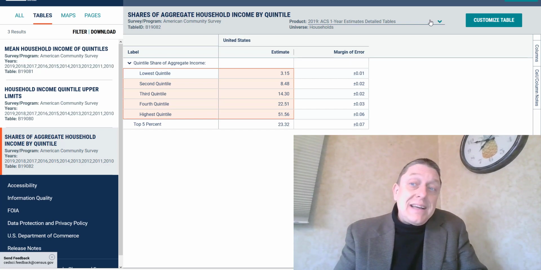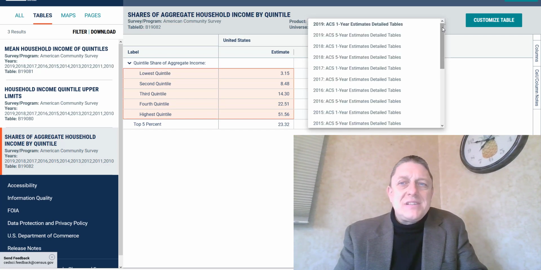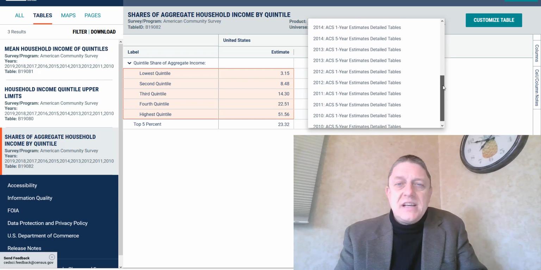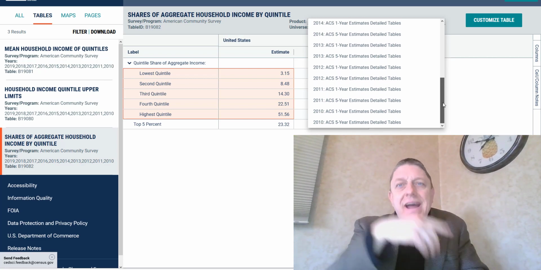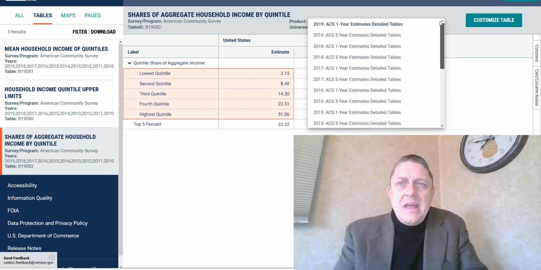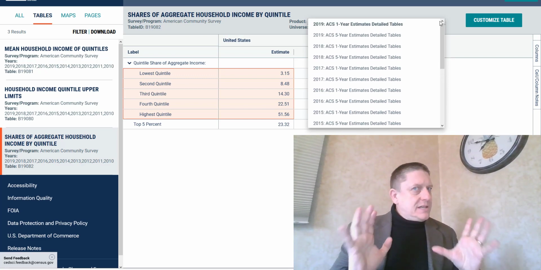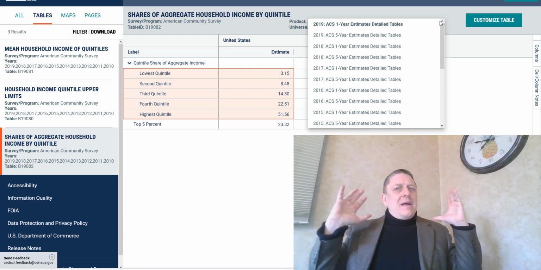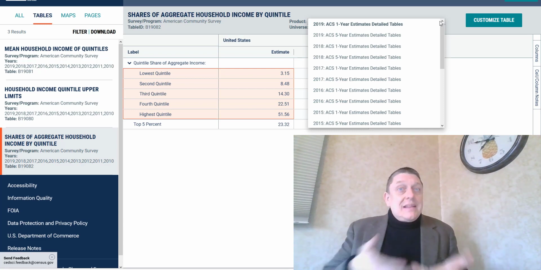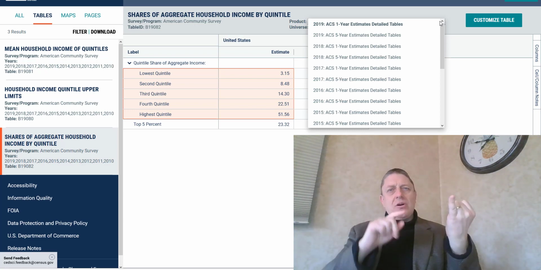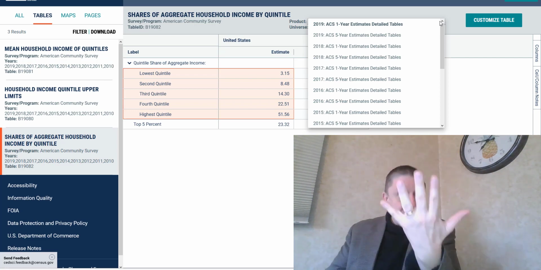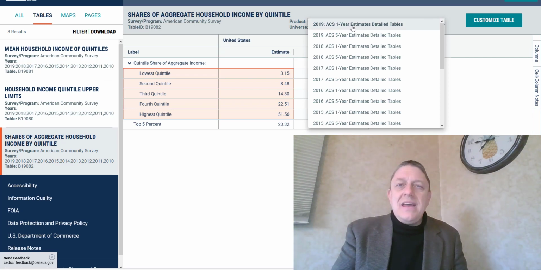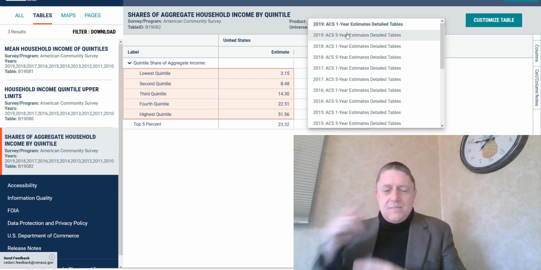Now, when I click this little green arrow to the right, I should be able to see that there are a number of different years I can go to, all the way back to 2010. And you'll notice that there are 1-year and 5-year estimates. Why would you have 5-year estimates? What they do is they lump in the last 5 years. So 2019, 2018, 2017, 16, and 15, right? And that would be the 2019 5-year estimates.